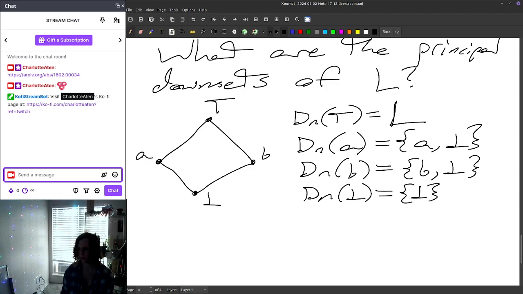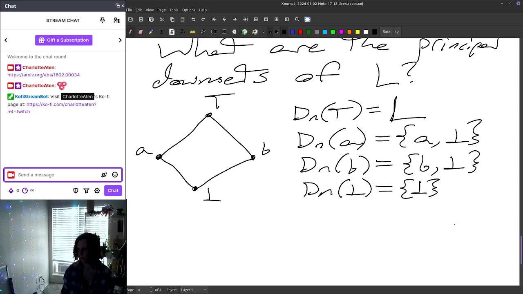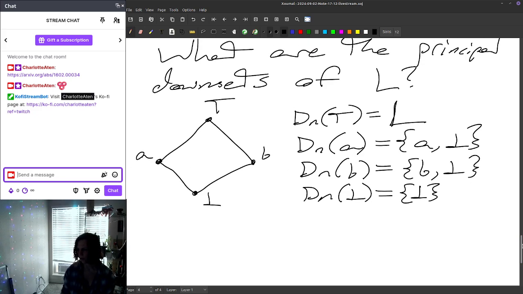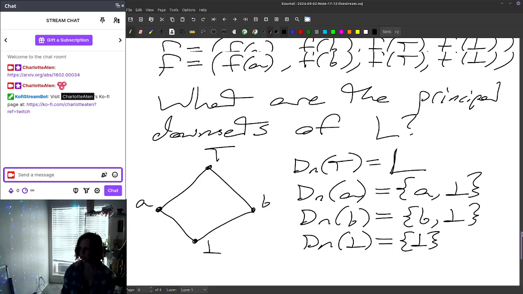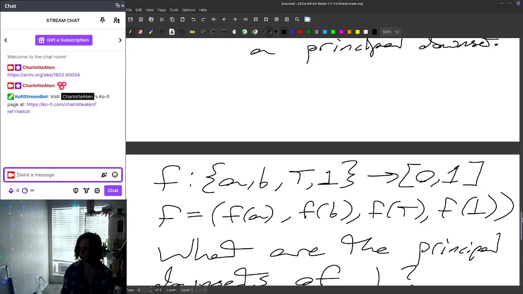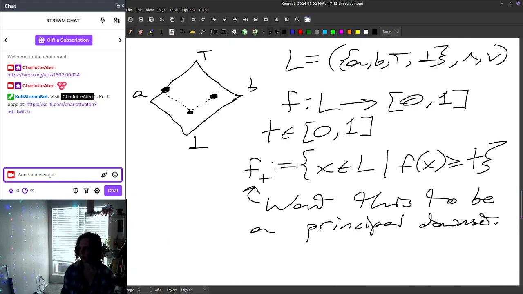Okay. So for each element, the principal downset is all the stuff that is less than or equal to that element according to this diagram. And A and B are not less than or equal to each other. They're incomparable. They have no relationship with each other. Okay, so the condition was that if we look at all of the things in our lattice for which f of that is greater than or equal to a given number, then that should be a principal downset.